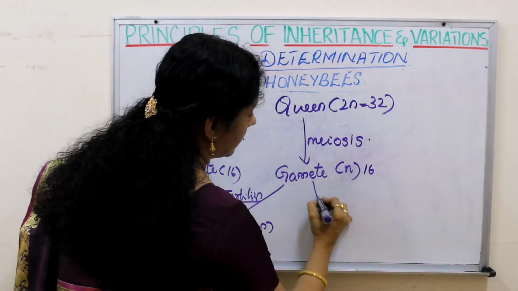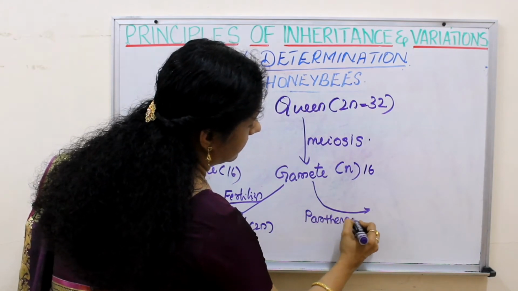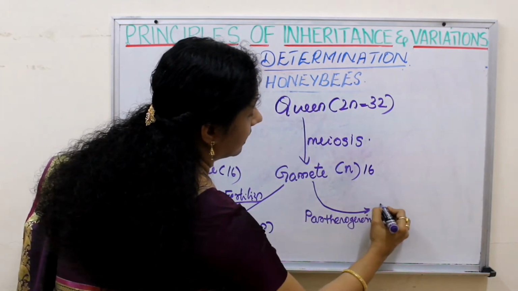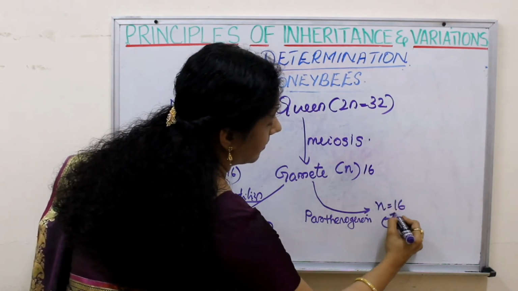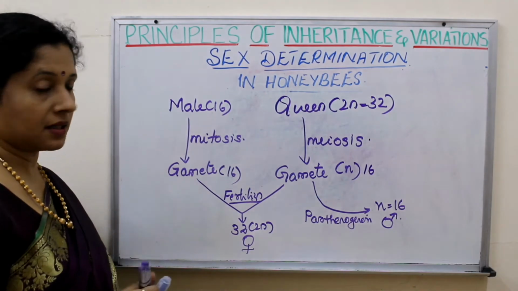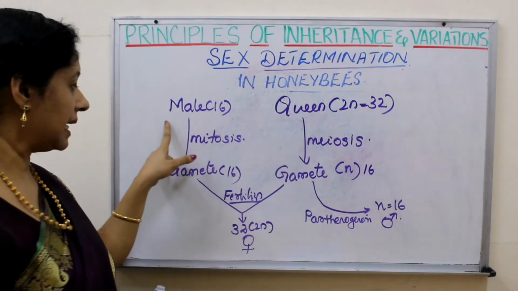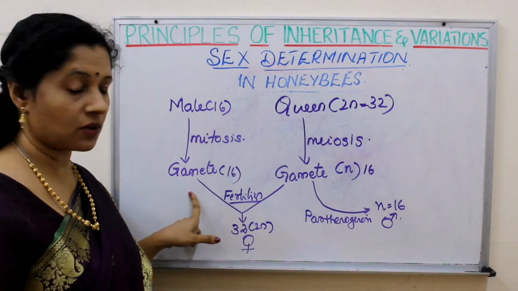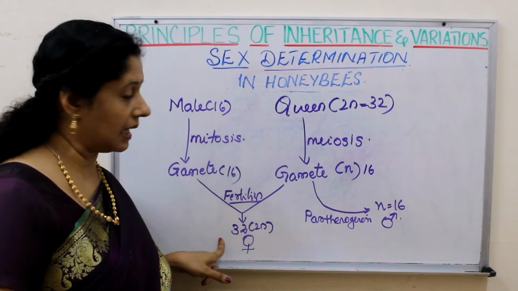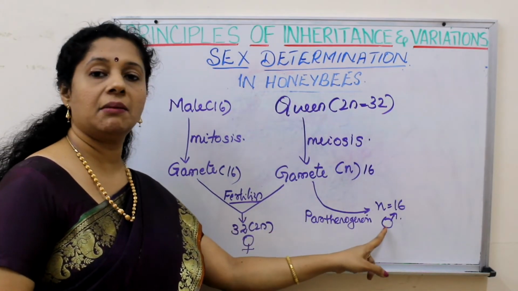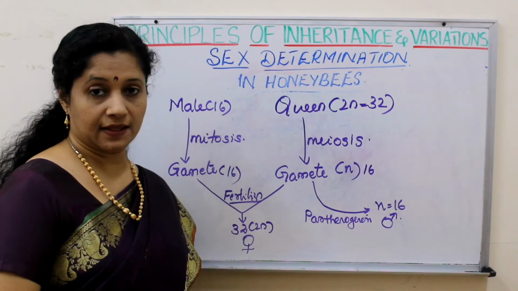Suppose this gamete is directly developing by parthenogenesis, it is going to be 16 and that is male. Okay, so this is the sex determination mechanism. The queen produces female gametes, males produce gametes by mitosis. If they fuse to form a zygote, then it is diploid and it is a female. If the female gamete directly develops into a haploid organism, it is a male, and it is called parthenogenesis.